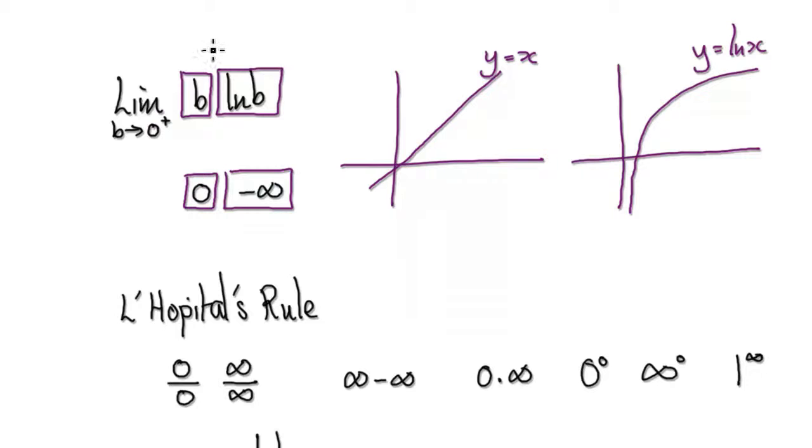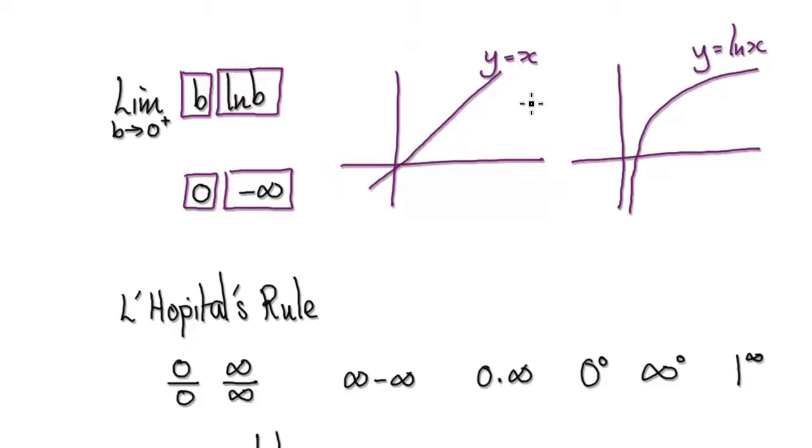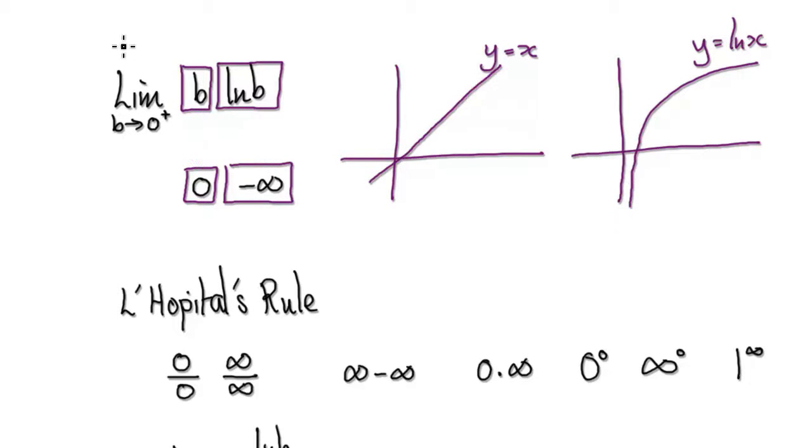Well, anyway, what's the limit of this? In your mind, picture the graph y equals x natural log of x. As you head towards 0 from the positive side, the x here will head towards 0. Natural log heading towards 0, you can see that it heads towards negative infinity. Now, in order to evaluate this limit, we will need to use L'Hopital's rule.